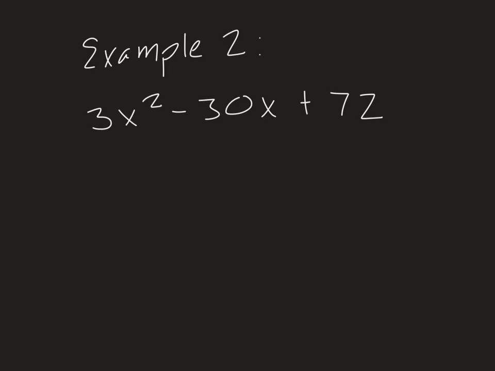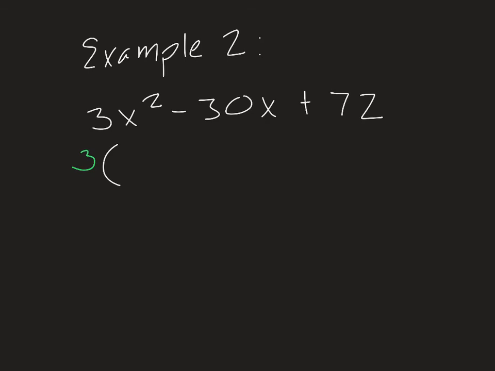Okay, so the next example, again, my very first step is always going to be to look for a greatest common factor. I'm not going to write out the steps this time because you've got those. So if I'm looking at my 3, if I look at 30, and if I look at 72, I can see that all of those are divisible by 3. So that means that my greatest common factor, I'm going to factor out a 3. So now let's see what I have left over after I factor out that 3.